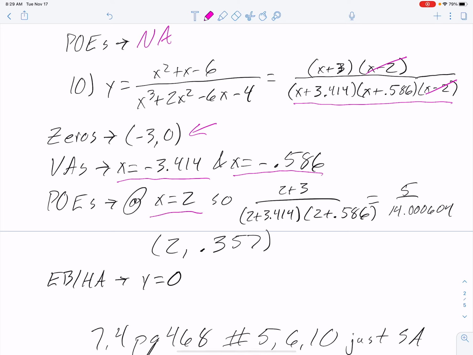And then I use the x value of my POE, plug into a factored function to come up with my point of exclusion. And once again, I can see the degree in the numerator is smaller than the degree in the denominator, so I have a horizontal asymptote or end behavior described as y equals 0.